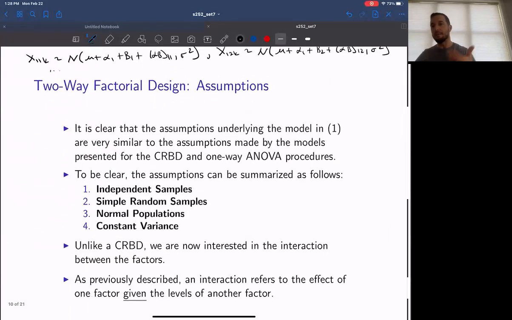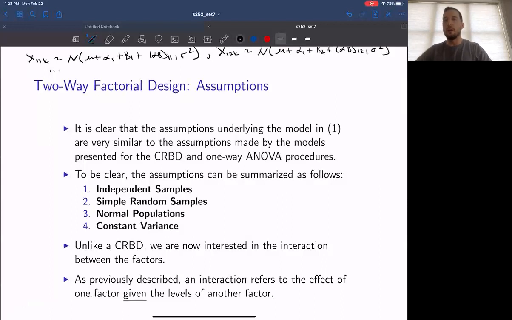So the assumptions for the two-way ANOVA procedure will be pretty much the same as they were in the last two illustrations of ANOVA examples that we looked at. In particular, you'll notice we have the normal population assumption and the constant variance assumption. And both of these can be evaluated using residual analysis. So we can check for normality and for constant variance in the same ways that we had done before.